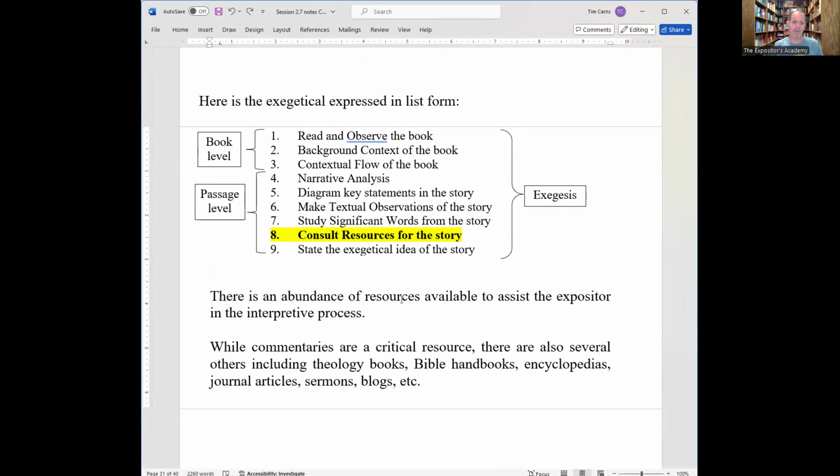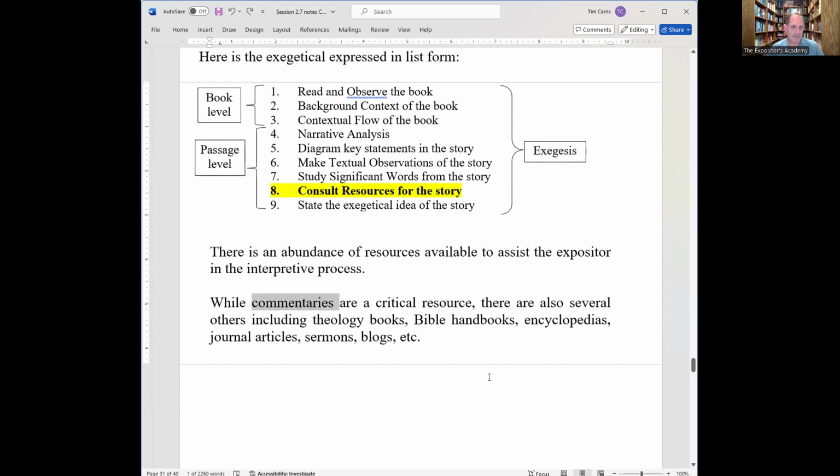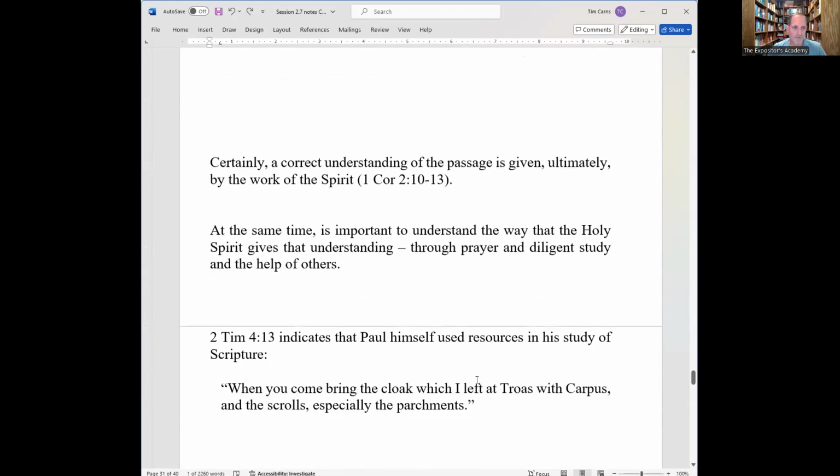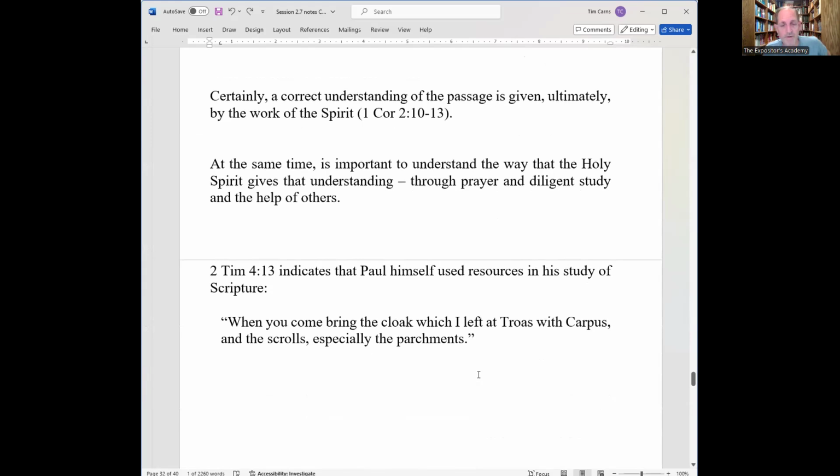And remember, resources can be commentaries, but also Bible handbooks, encyclopedias, other sermons, articles, online journal articles, theology books. It can be any resource outside of the Bible that helps to give understanding of some particular part of your passage. Right? Commentaries are a common resource that are used, but there are also several others. Now, in this step, this is where you're going to go to those resources. Now, let me just remind us briefly here about resources.